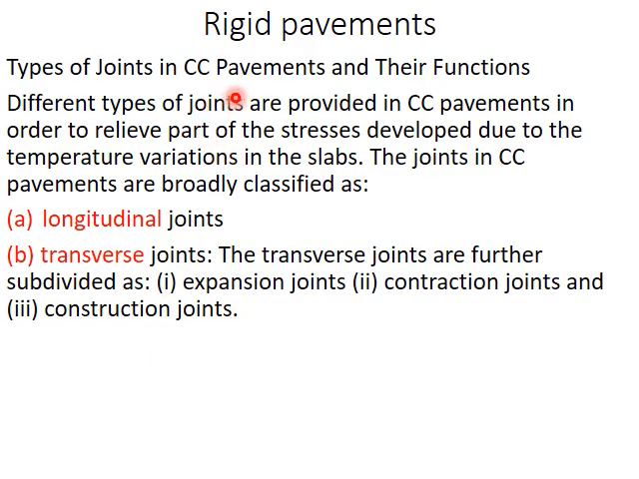The type of joints in cement concrete pavements are of two types, that is the longitudinal joints along the length of the pavement and transverse joints along the width of the pavement. Transverse joints are of three types: expansion joints, contraction joints, and construction joints.